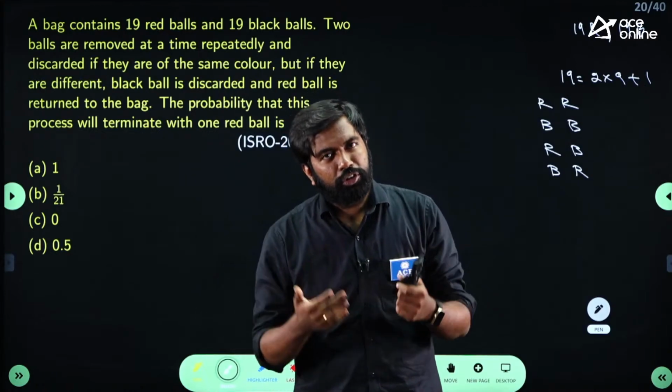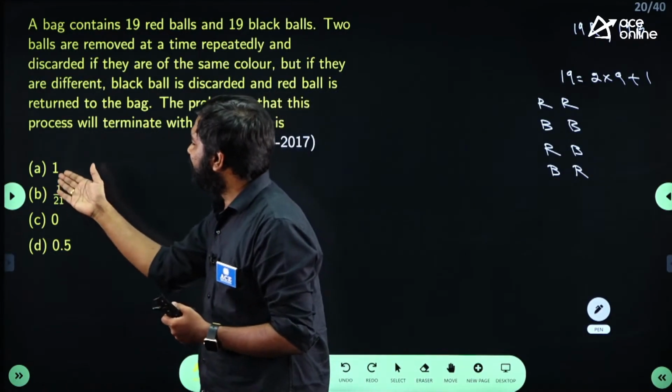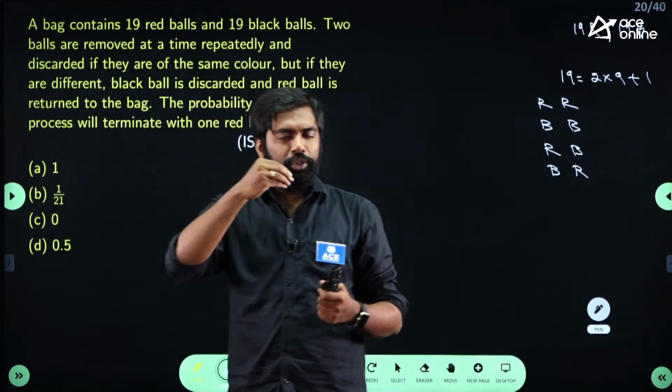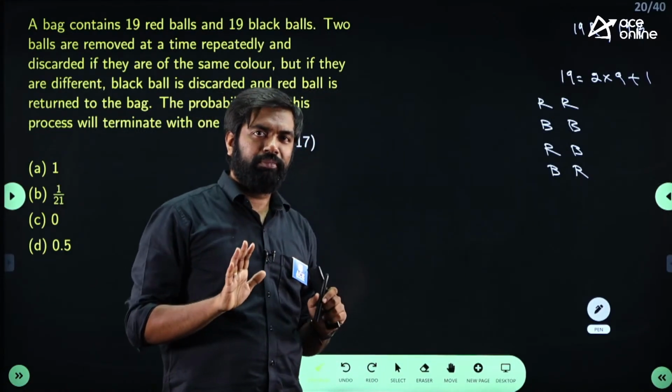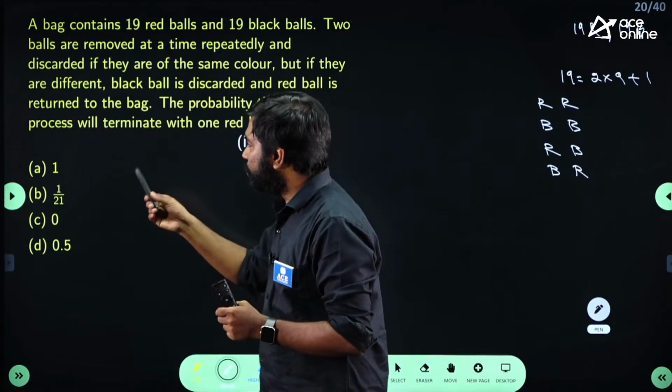So when I say for sure, what do you think is the probability? The probability is obviously 1. Because you repeat this any number of times, finally what is left over will be one red object. So the answer is option A.